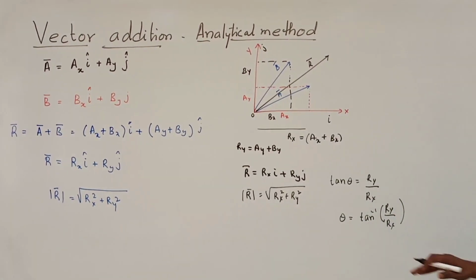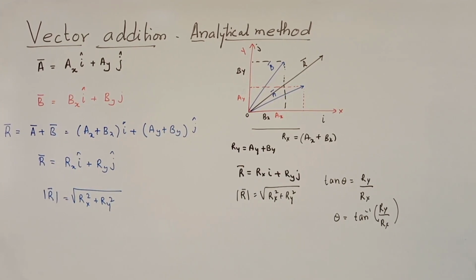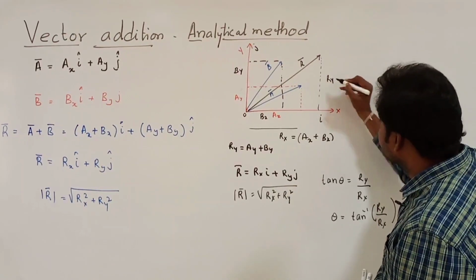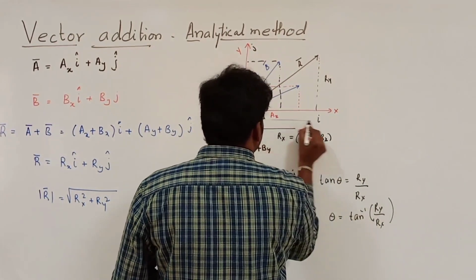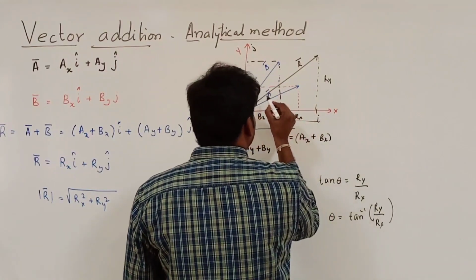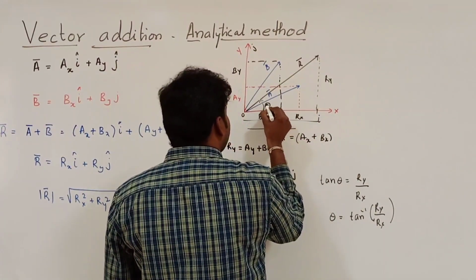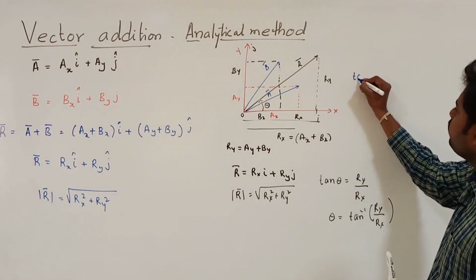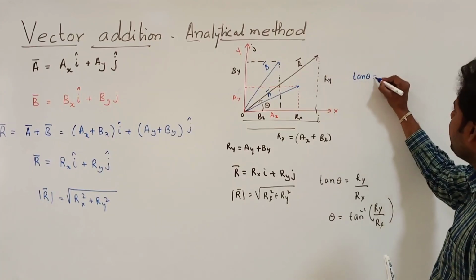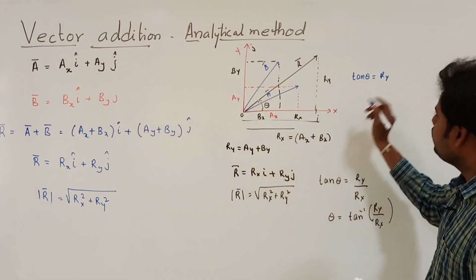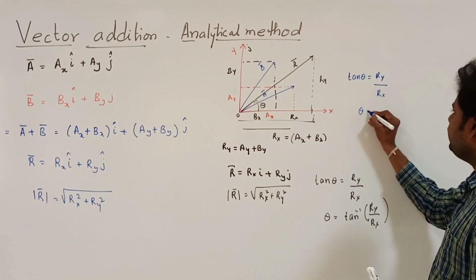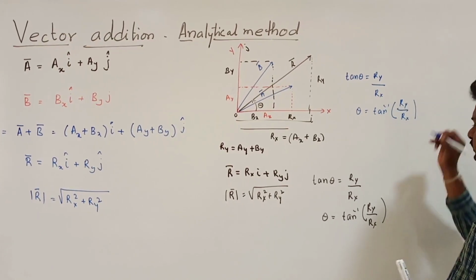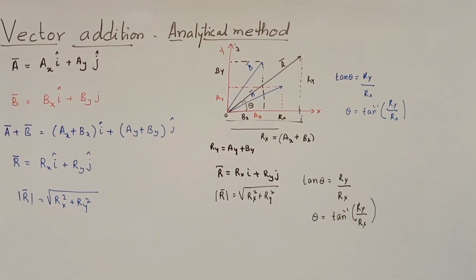Let's see how this is happening. We can also make it very easy. See that this is called the Ry component and this is the Rx component. If theta is the angle made with the x-axis, then tan theta is equal to the opposite side Ry by the adjacent side Rx. Simply we will write it as tan inverse of Ry by Rx. So this is the simple analytic method.